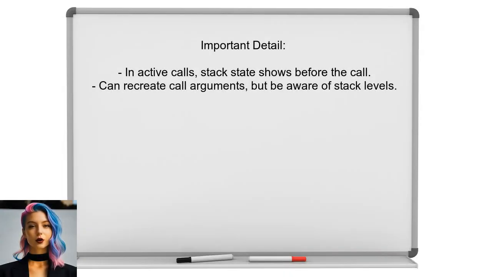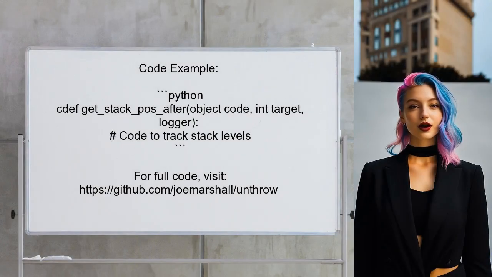If you're in an active call, the stack state reflects the state before the call. This allows you to recreate call arguments from the stack, but be cautious as the stack level may not represent the current instruction. They provided a code snippet that demonstrates how to get the stack position after a specific instruction. This code tracks stack levels and jump targets effectively.